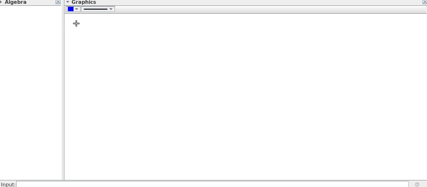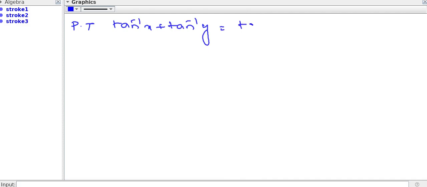So let us have the first one, that is, prove that tan inverse x plus tan inverse y is equal to tan inverse of x plus y divided by 1 minus xy. And this is a very important formula, and you have to memorize this formula for further applications.